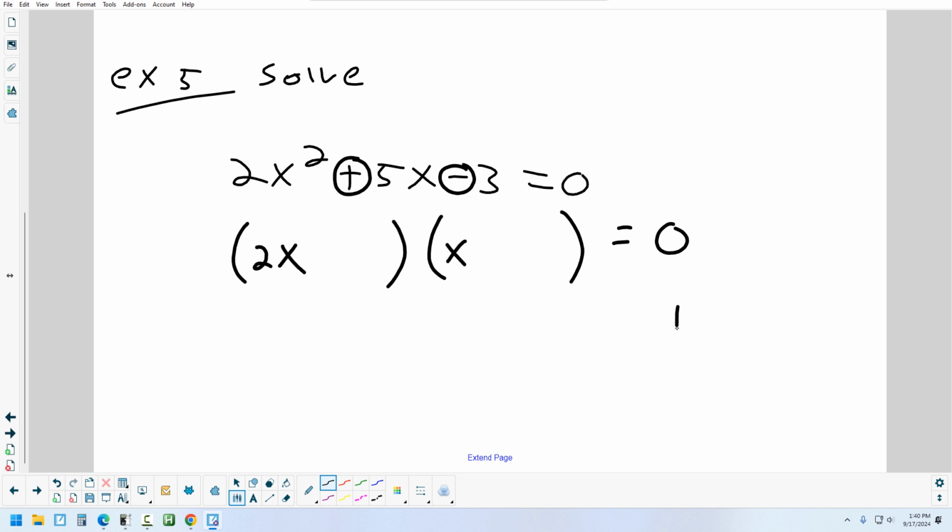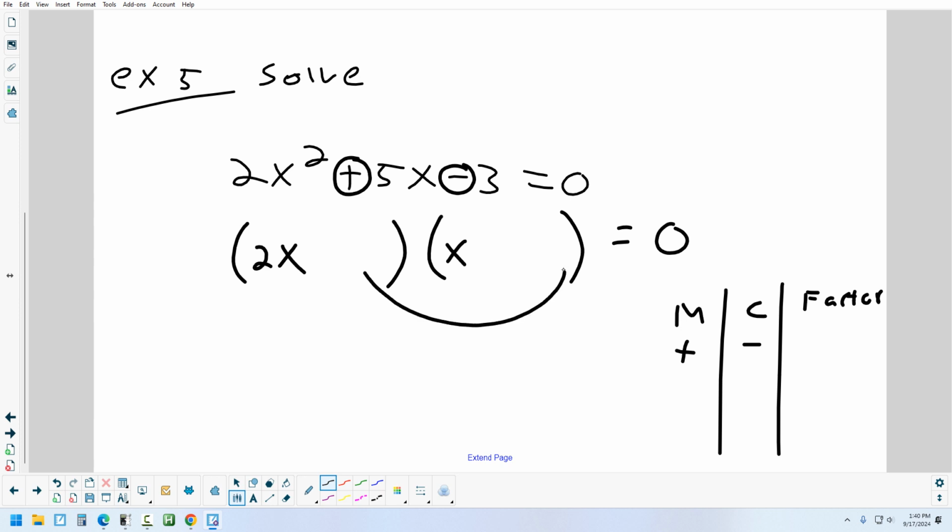No? So if you've got the middle, you've got the constant, let's take a look. If you have a positive in the middle and a negative constant, that means you need to multiply something times something to get a negative number. What does that mean your signs would have to be? Positive and negative. Yeah, it's a positive and a negative.